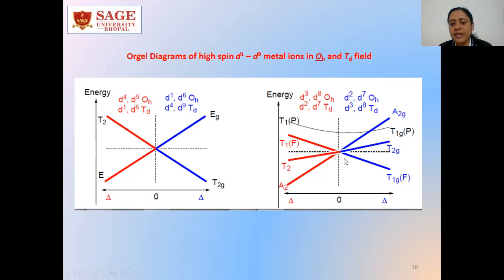And the other type of case where F is the ground term, these kinds of splittings are there, where three splittings are there for both the tetrahedral or octahedral case, and another term arises from the other free ion term, T1P. So by these two ways, we can represent the Orgel diagram for all high spin D1 to D9 octahedral as well as tetrahedral metal ions.